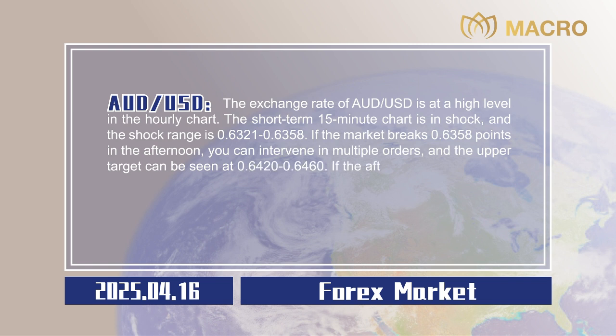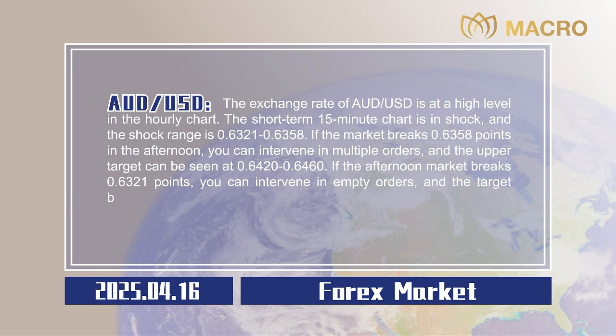If the afternoon market breaks 0.6321 points, you can intervene in empty orders, and the target below can be 0.6270 to 0.6220. Stop losses are all 20 points.